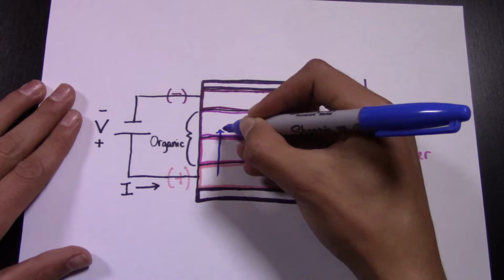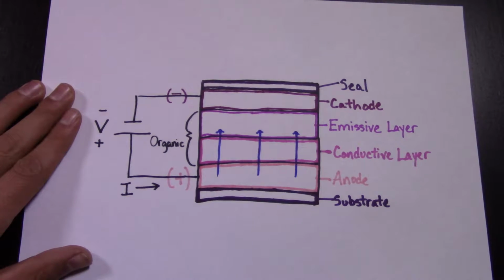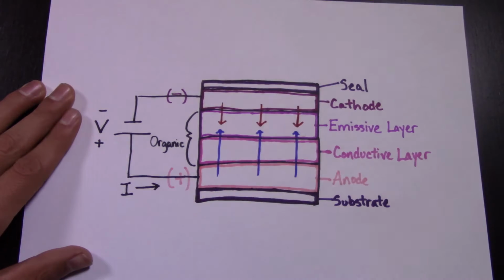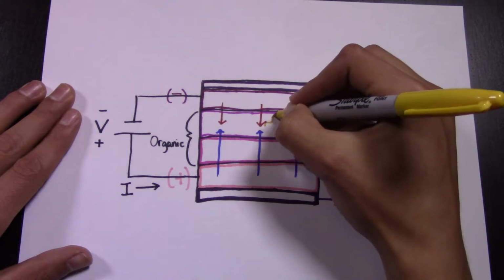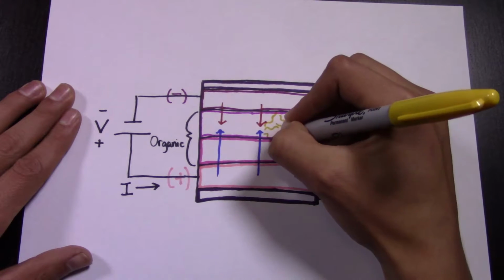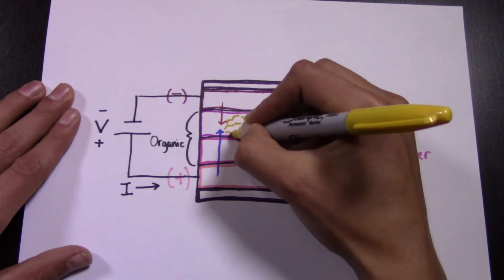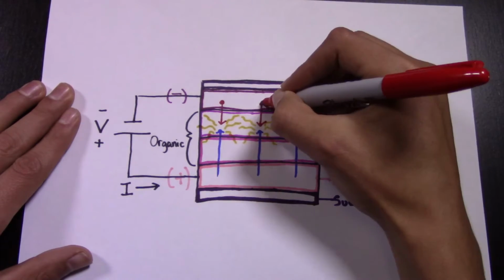During operation, voltage is applied across the OLED. This causes holes to be injected into the highest occupied molecular orbital, or HOMO, of the polymer within the conductive layer. These holes then diffuse and recombine with electrons near the emissive layer, producing photons. The frequency of this light is dependent on the difference in energy between the conductive layer polymer's HOMO and emissive layer polymer's lowest unoccupied molecular orbital, or LUMO.